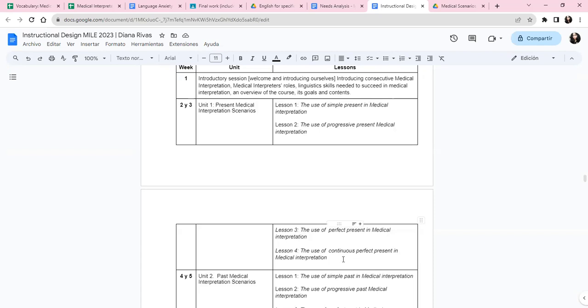What we'll do is that we'll have a unit for verbal tense. Well, present medical interpretation scenarios is going to be unit 1, in which we will be using, in lesson 1, for example, simple present in medical interpretation. So we will focus for this class on medical interpretation in simple present, and we will be switching from one language to another with the same grammatical tense.